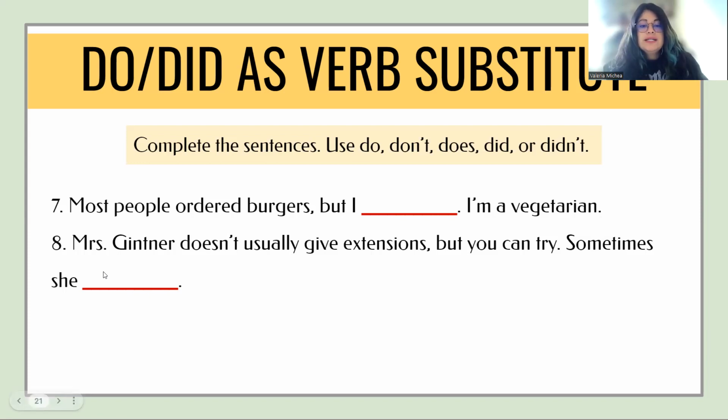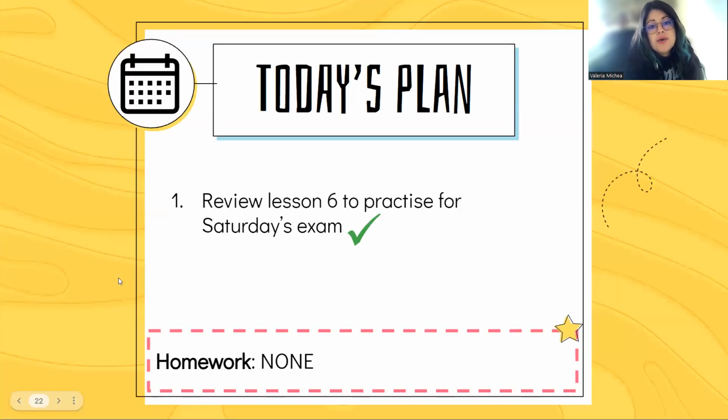All right, so that has been all for today's class. What I wanted to achieve with this class is just a review of lesson 6 in order to practice for Saturday's exam. So you know that Saturday's exam is going to be about Unit 6, and it's going to be related to the topics that we reviewed today. Make sure to also review the contents before the class.